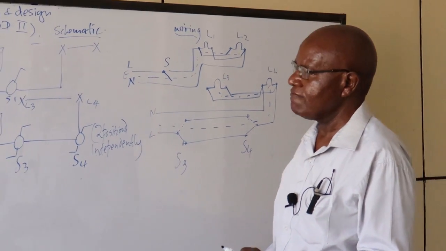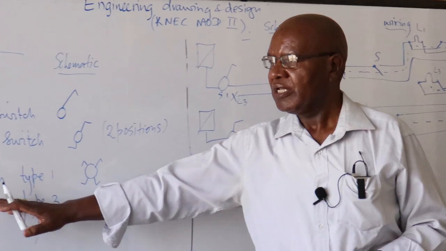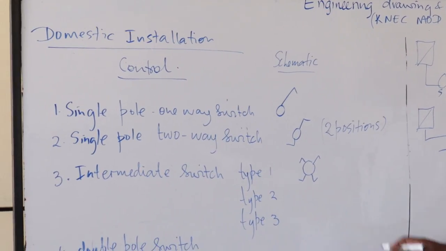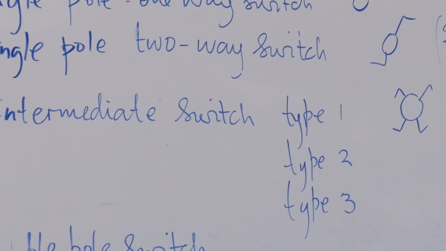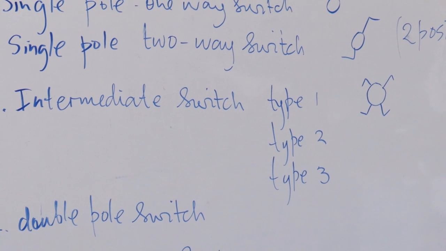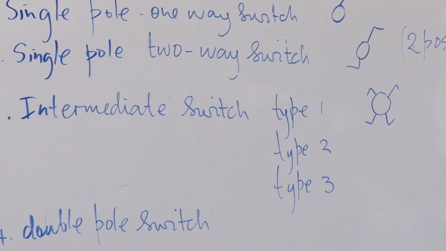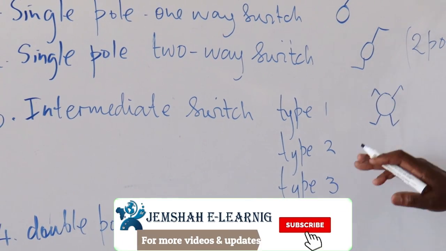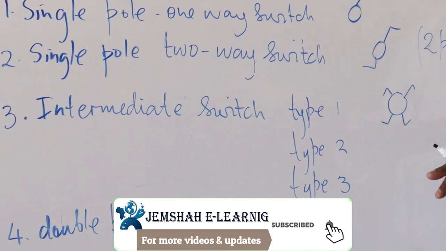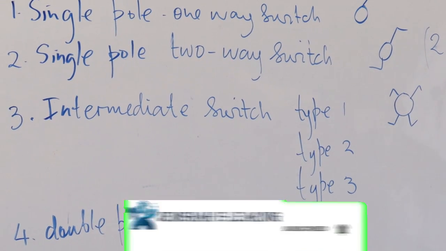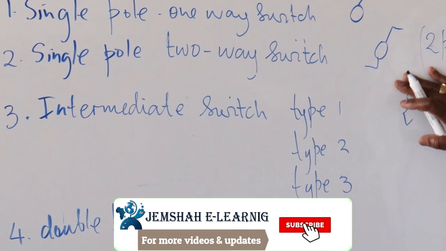Now, we have got the intermediate switch. They come in three types. We have got a type 1, type 2, type 3. Again, you need to know how you connect them into the circuitry, since you cannot exchange one for one each, the connections are different.